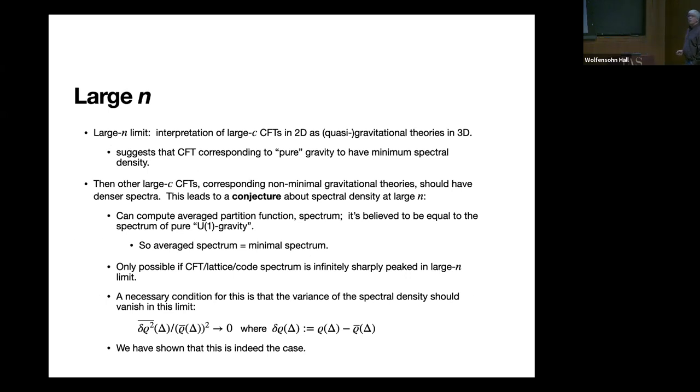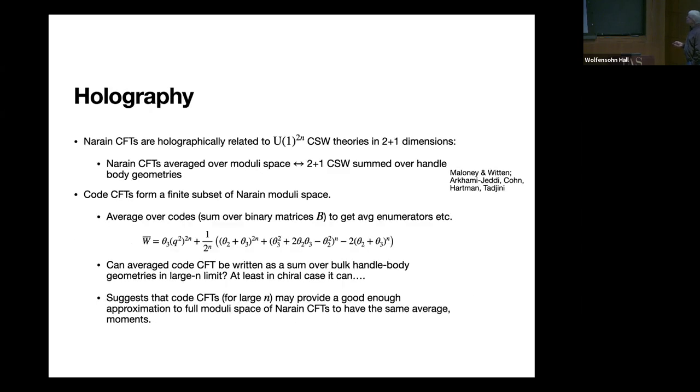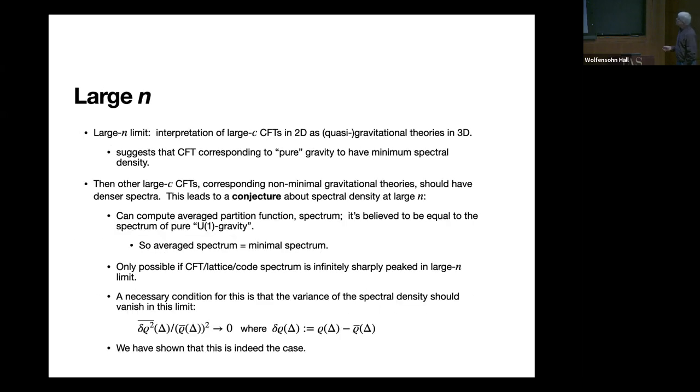All right, so let me say a couple more words about large N, then I'll basically be done. We'd like to be able to interpret large N CFTs as gravitational or maybe quasi-gravitational theories in three dimensions in the case of Narain CFTs. But if we believe this picture, it suggests that the CFT corresponding to pure gravity, whatever that is, should have the minimum spectral density, because that's the least you could have in a gravitational dual. And if you add anything else, you're adding additional spectrum to the CFT. So non-minimal theories should have a denser spectrum.